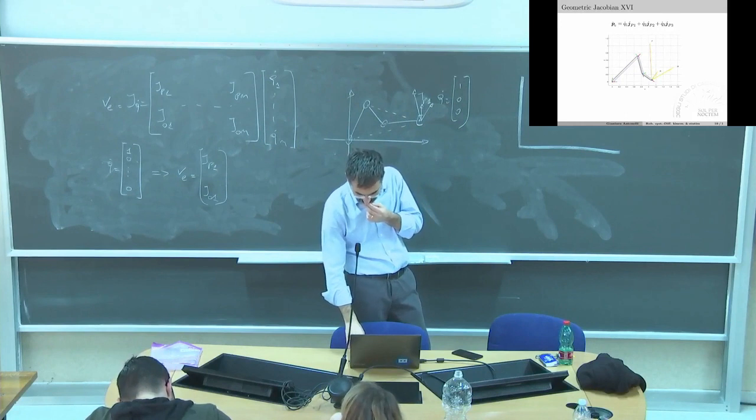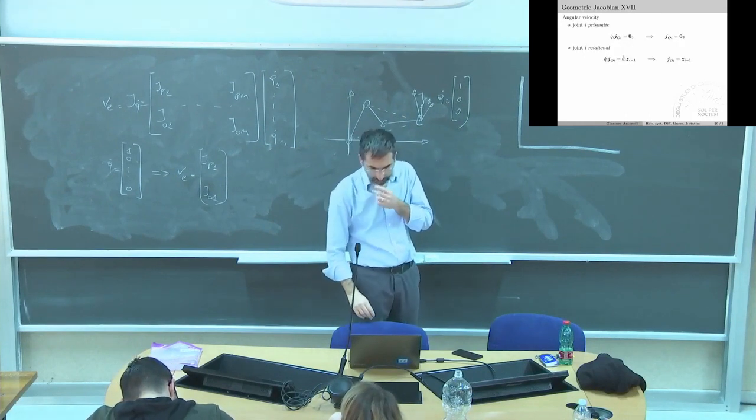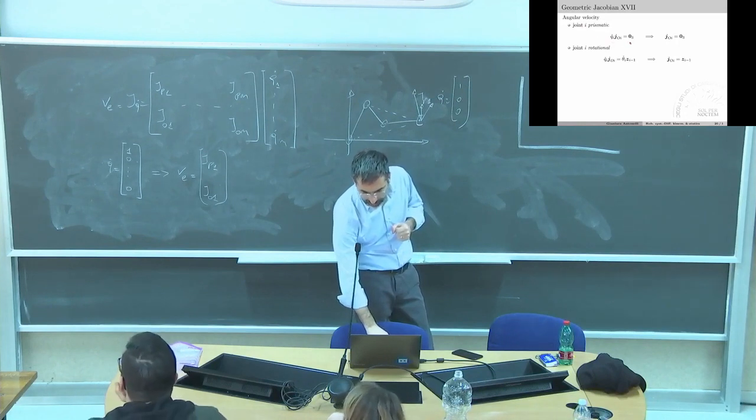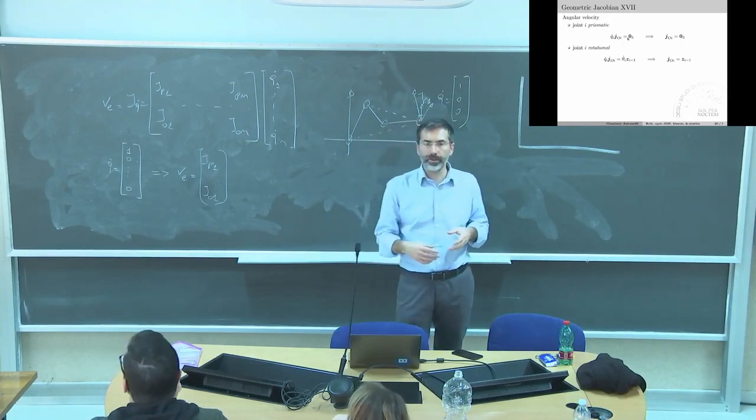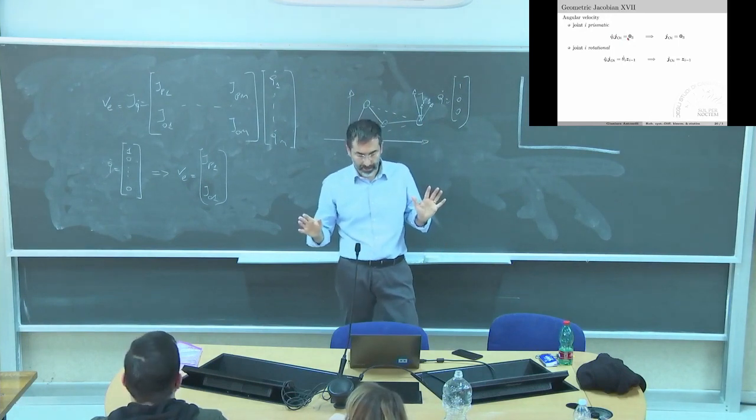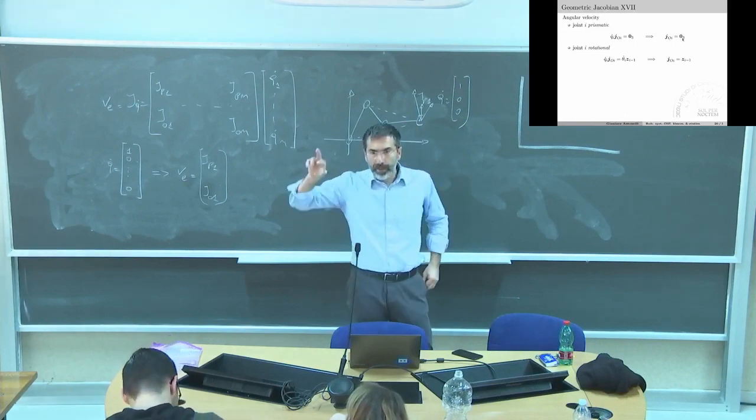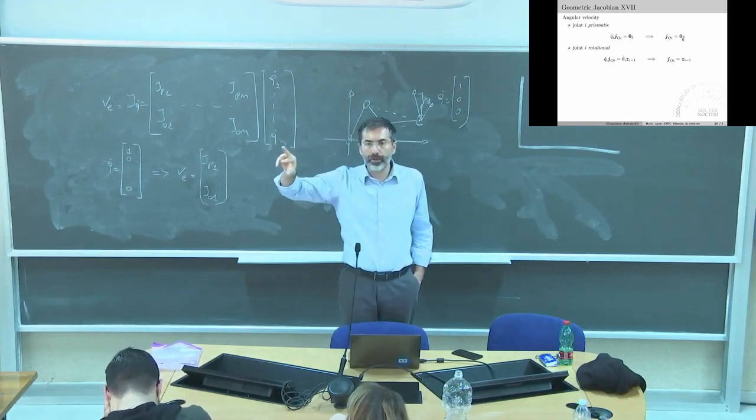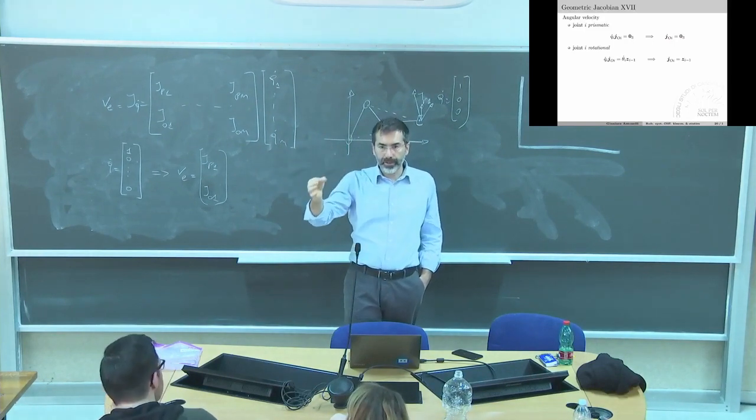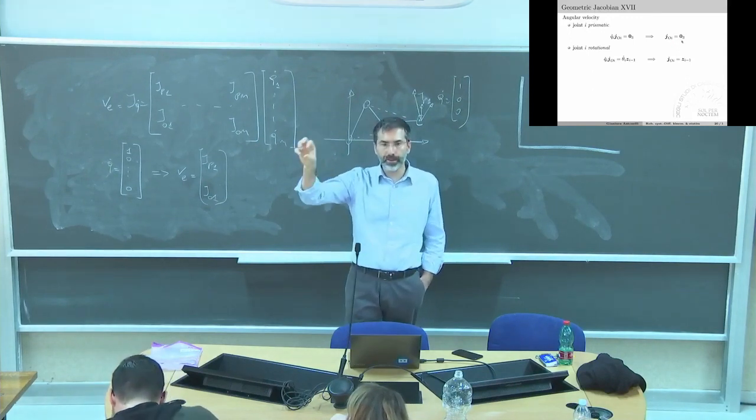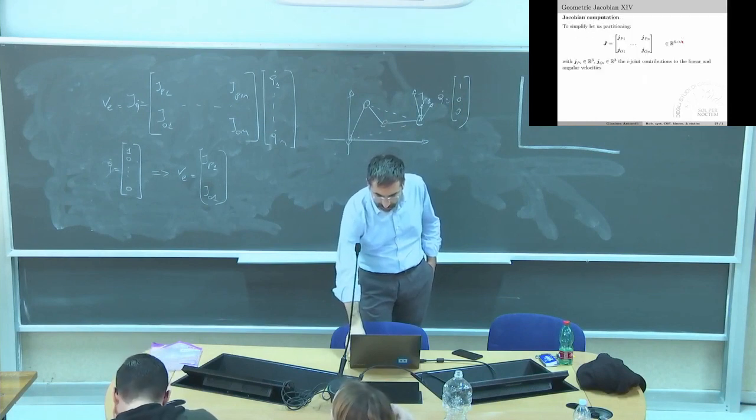Okay, so the angular velocity, if the joint is prismatic, the contribution to the angular velocity of q dot i is zero. We already saw it. So it means that the three components of the Jacobian associated to the angular velocity of joint i are 0, 0, 0.